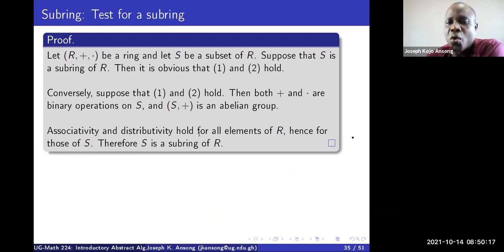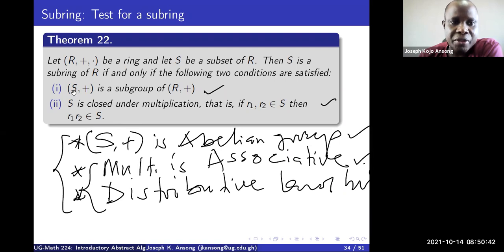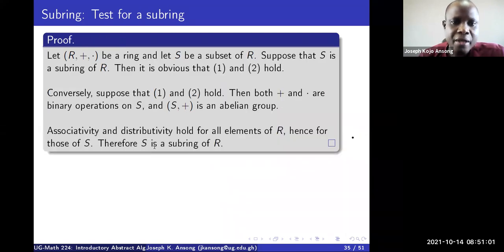Associativity and distributivity also hold for all the elements in R because R is a ring, of course, and therefore they must hold for S because S is a subset of R, and all the elements in S are also elements of R. So that is really the proof. Okay, so that's straightforward. So to test that a structure or a set, if you like, is a subring, you could just use these two tests. First of all, if you can show that under addition it is a subgroup of this, and you can show that multiplication is closed, then you can just conclude that the set is a subring. Okay.